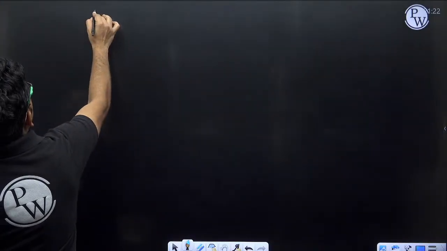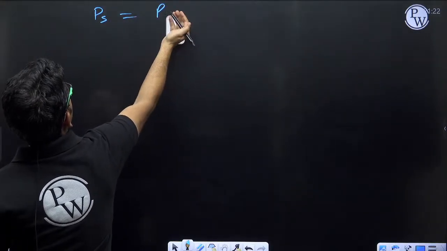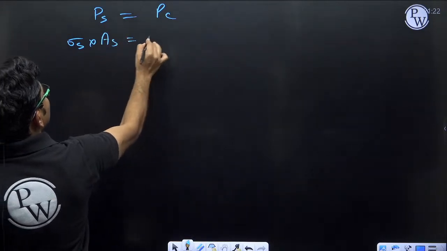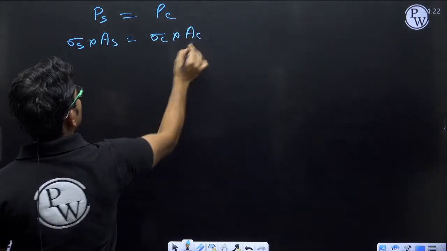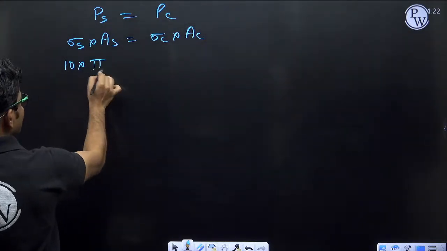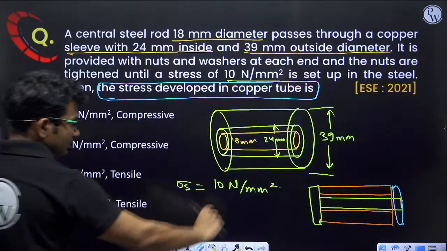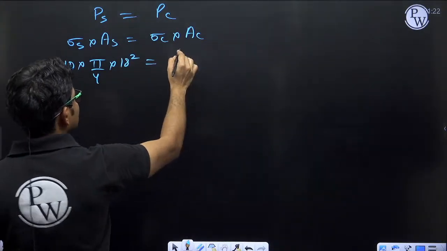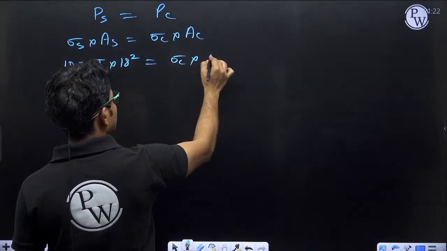So force in steel will be equal to force in copper. Stress in steel into area of steel will be equal to stress in copper into area of copper. Stress in steel is 10 Newton per mm square. Area of steel will be pi by 4 into 18 square, that will be equal to stress in copper into area of copper.